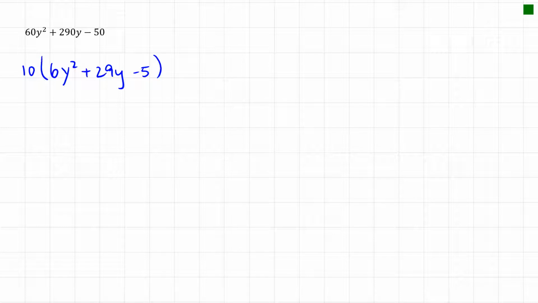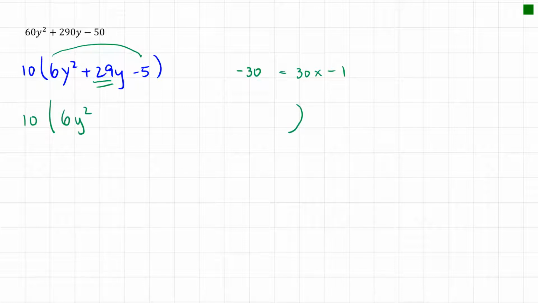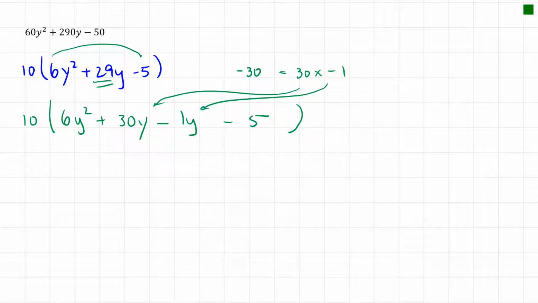In my trinomial here, I'm going to multiply these two together to give me negative 30. And what multiplies to give me negative 30 and adds together to give me positive 29? My answer is positive 30 times negative 1. That means I'm going to keep the 10 here, and put big brackets around here and expand that 29 to be 30y minus 1y minus 5. Why the 30 and the minus 1? Because they came from there.